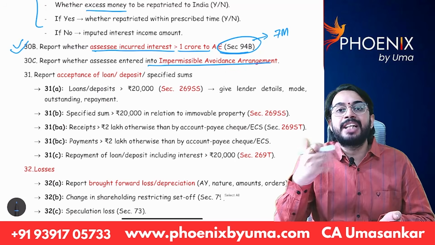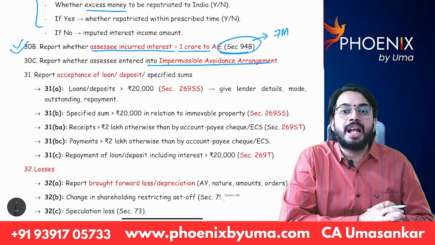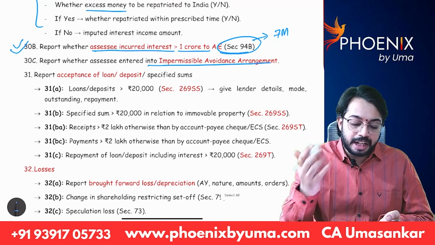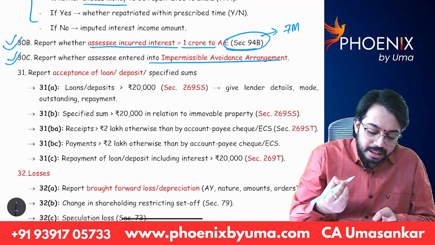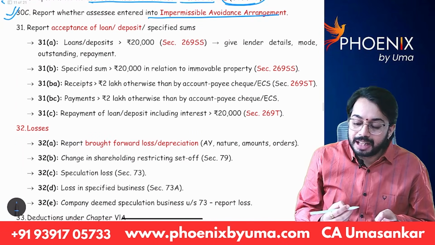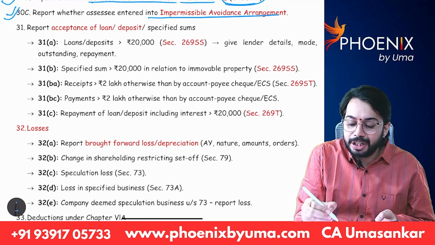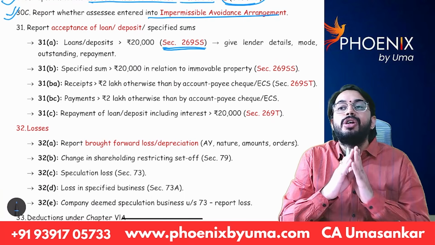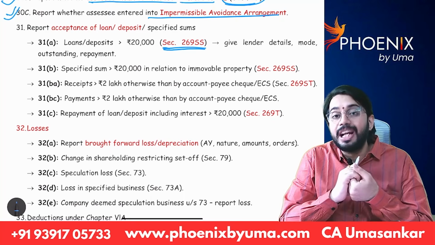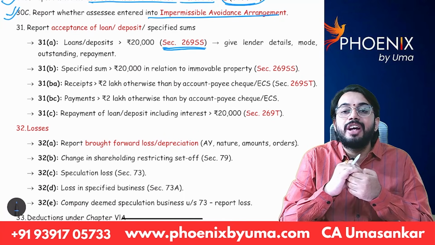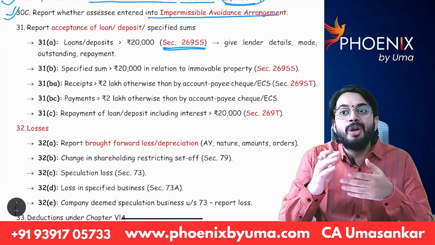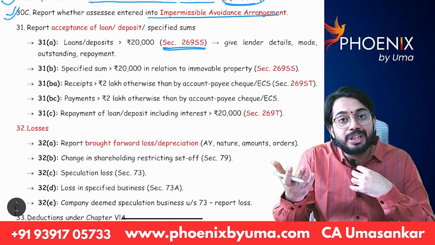So whether the assessee actually entered into any impermissible avoidance arrangement. If so, that information is required to be given in clause 30C. Next, clause 31. We have discussed section 269SS. No one should take a cash loan of more than 20,000. No one should repay a loan of more than 20,000 rupees in cash.